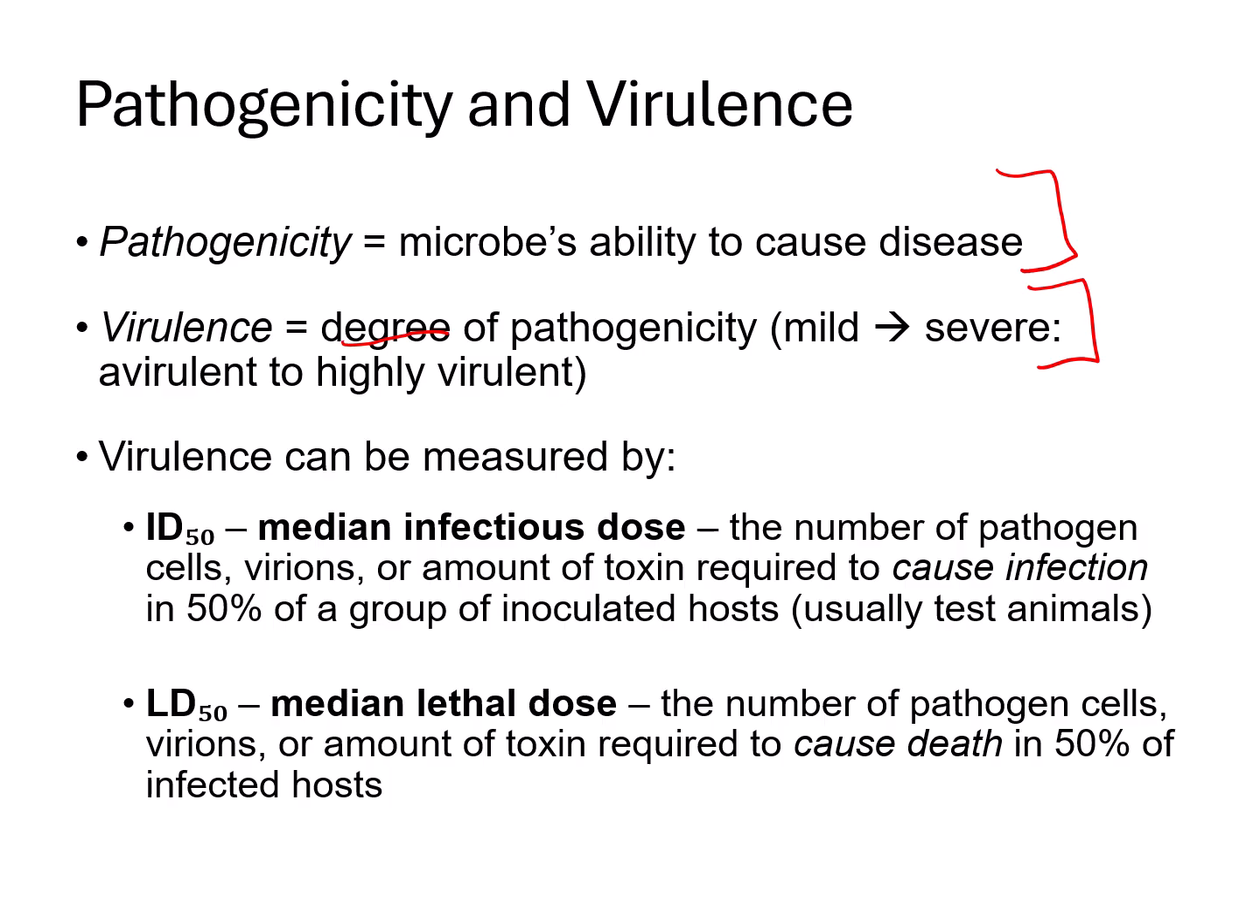And virulence can be measured by ID50, which is a representative of the median infectious dose. This is the number of cells, virions, or toxin amount needed to cause infection in 50% of a test group. Whereas the LD50, this is the median lethal dose, which is the number or amount needed to cause death in 50% of the group.